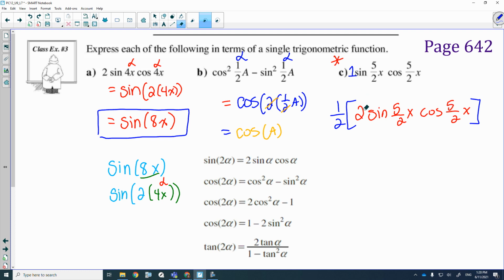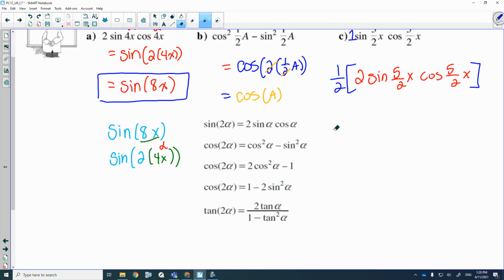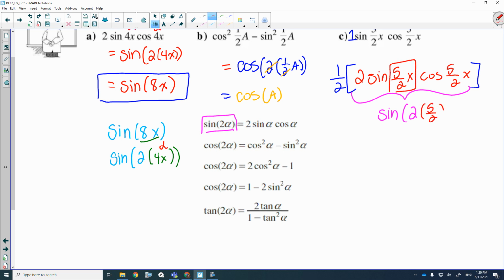Okay? So to introduce a 2, you could do that, but you need to balance it by multiplying it by 1/2. The reason why we were doing this is because you would then say, okay, this is the identity for the double angle of sine. That's what it would be the identity for. So I'm going to take this out and I'm going to put in the double angle for sine, which would be the sine of 2 alpha. And what was alpha? Alpha was 5/2x.